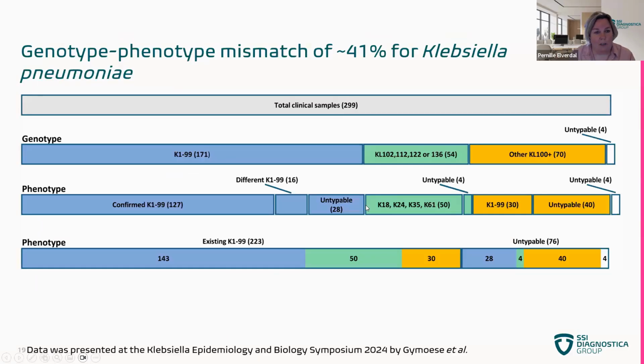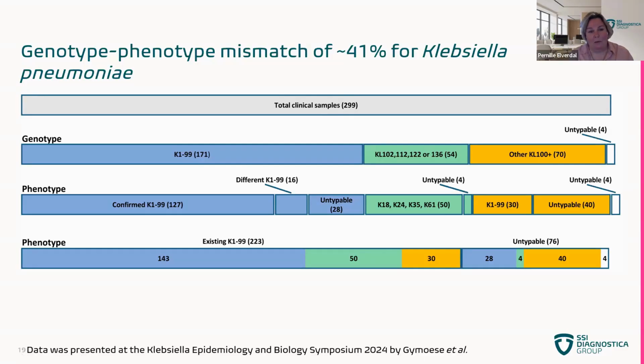The outcome of this study showed that with the genotypic method, you had 171 of them which were known K types. They saw that 54 were new genotypic serotypes. And then they also had 70 other genotypic types which were detected.